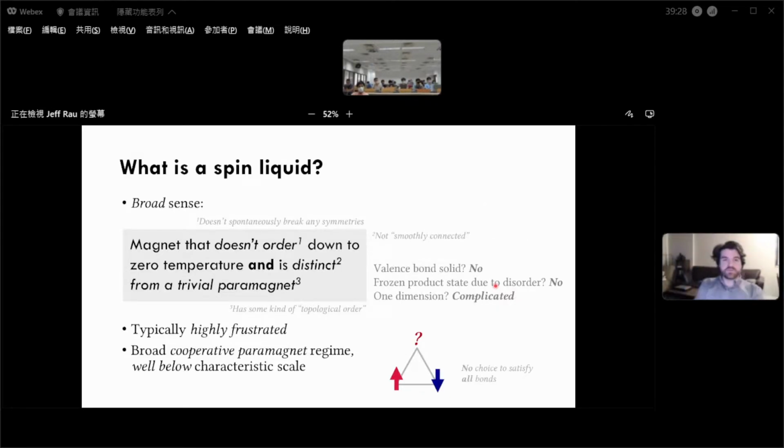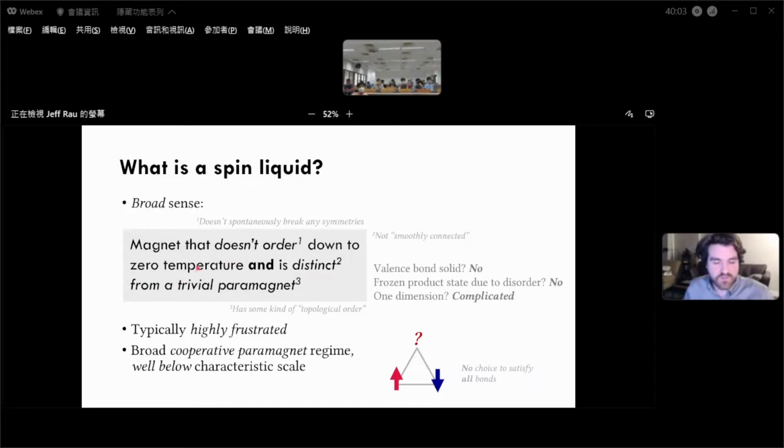Okay, let's start with the definition. So what is a spin liquid? In a very broad sense, it's a magnet that does not order down to zero temperature and is distinct from a trivial paramagnet. Let me qualify a few of these statements. When I say it doesn't order, I mean it does not spontaneously break any symmetries. When I say it's distinct from a trivial paramagnet, I mean it's not smoothly connected. You can't deform that state into a trivial paramagnet without encountering something sharp happening, usually a gap closing of some kind.